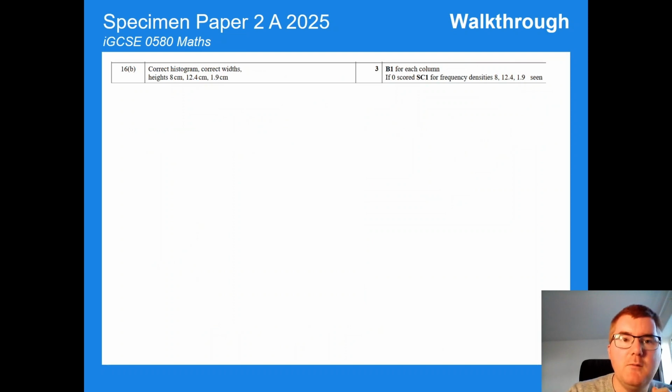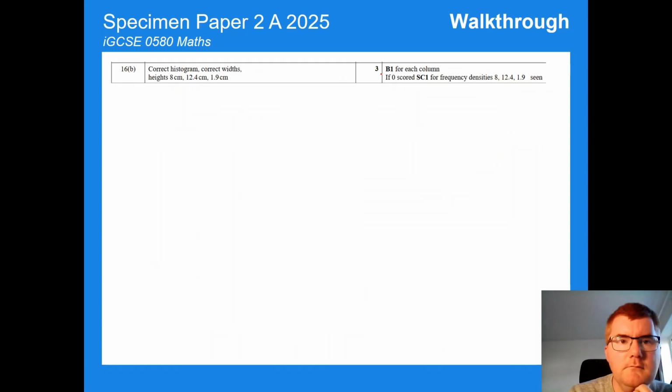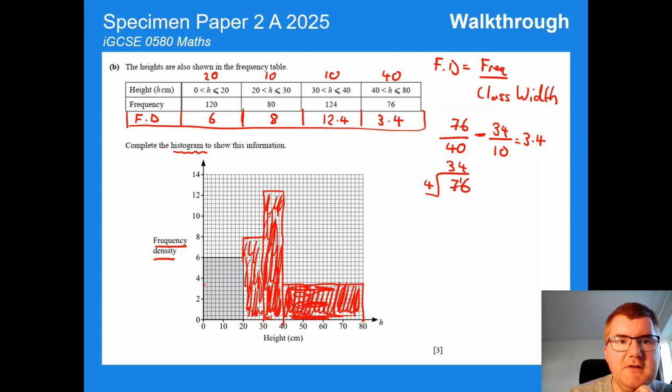Okay, so there we are, and you've got the appropriate heights, 8, 12.4, and 1.9. I'm a bit confused why it's 1.9 for the last one. So let's have a look. 8, 12.4, I'm okay with this. And then we've got 76 divided by 40. 76 divided by 40.